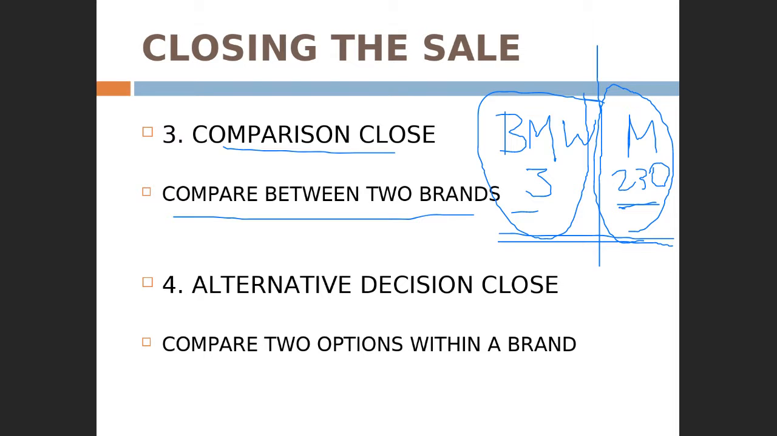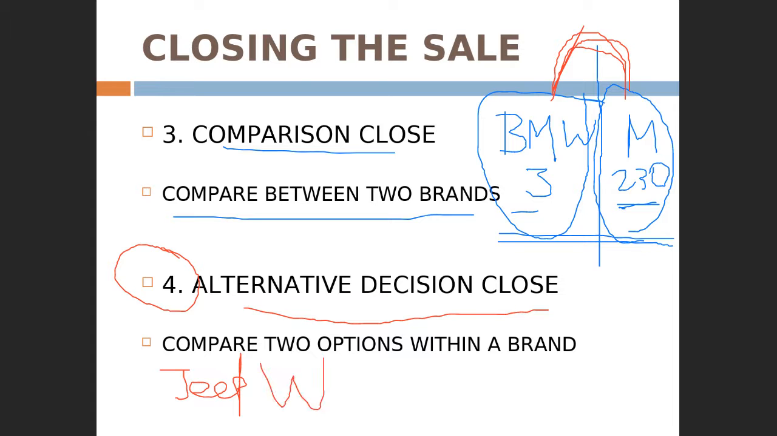The fourth option you have is known as the alternative decision close. The comparison close had to do with 2 different brands. In the alternative decision close, I have decided on buying a Jeep Wrangler. This is done; there's no debate over there. But now the situation is, am I going to buy the one that comes with the Willis logo, or the one that comes without the Willis logo? Am I going to buy the one with the Willis logo and the convertible soft top roof, or the one without the Willis logo and the soft top roof? So, comparing 2 options within a brand.